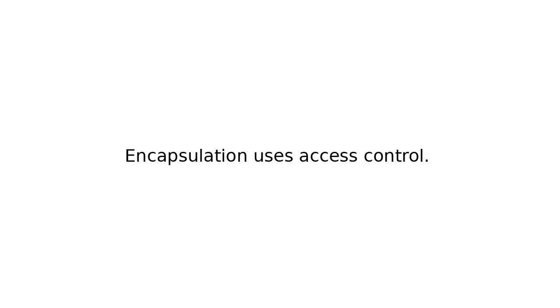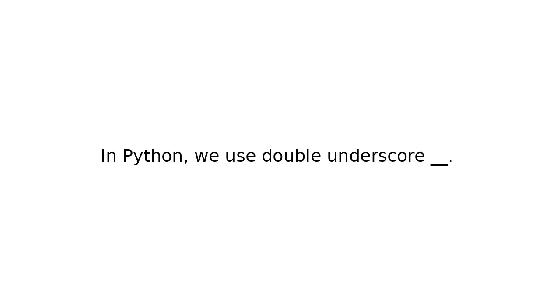Public versus private variables. Encapsulation uses access control. Public variables are accessible from anywhere, for example self.name. Private variables are hidden from outside the class. In Python, we use double underscores, for example self.__balance. This prevents direct access.